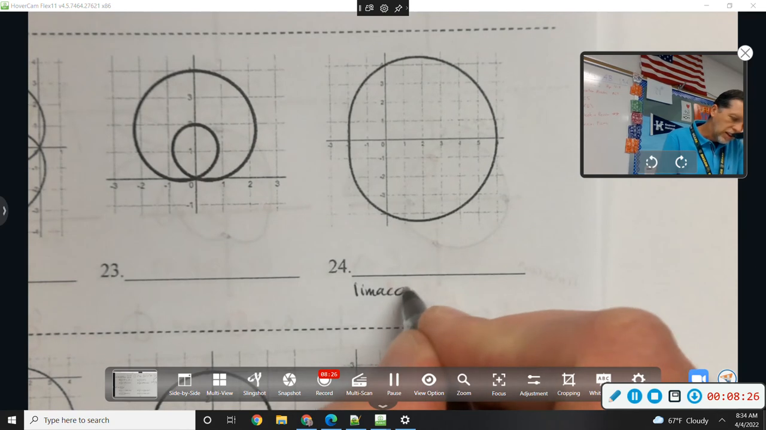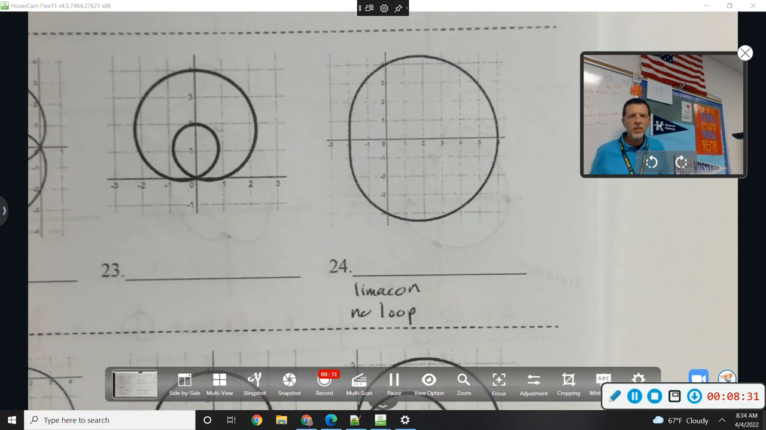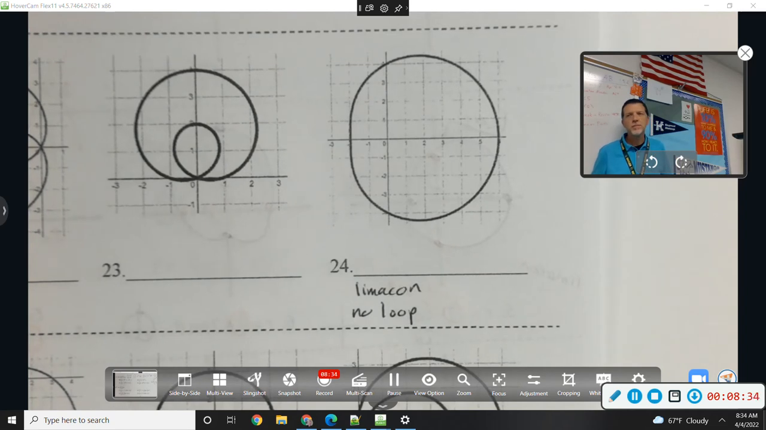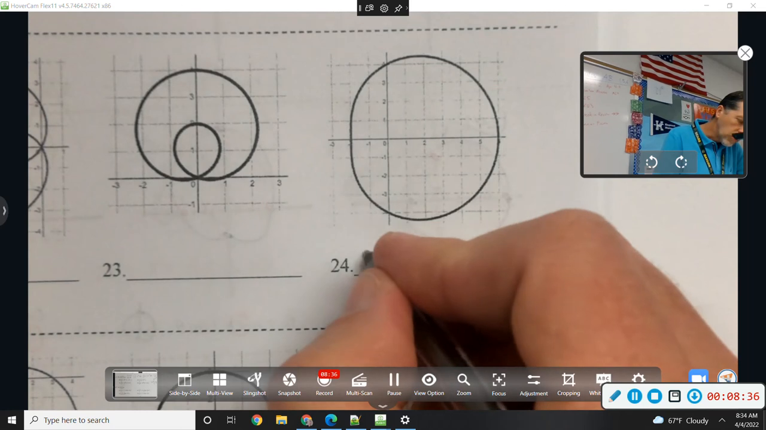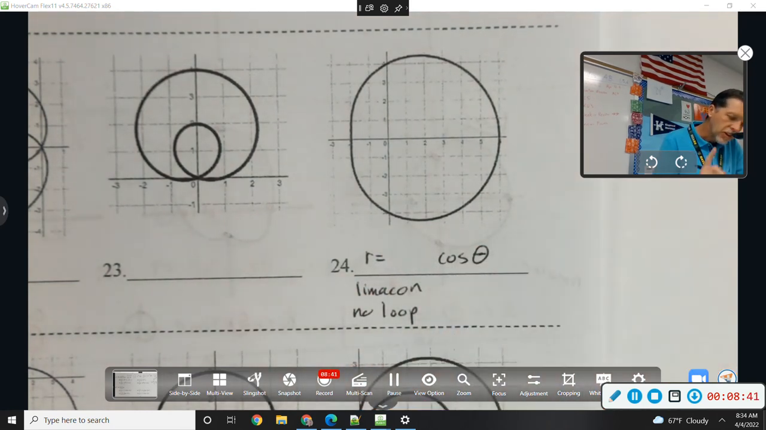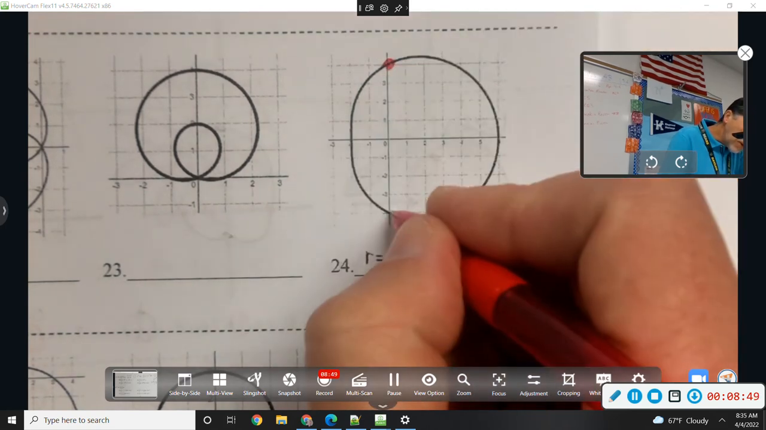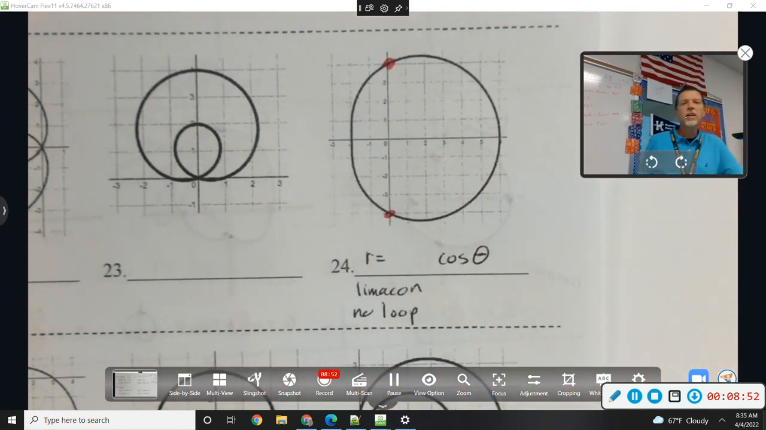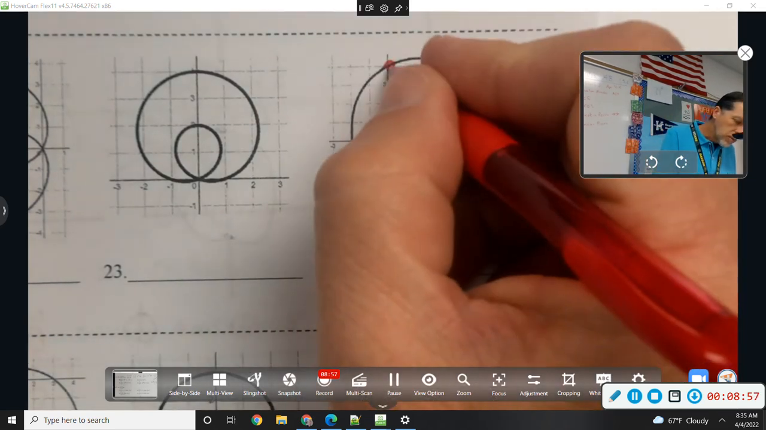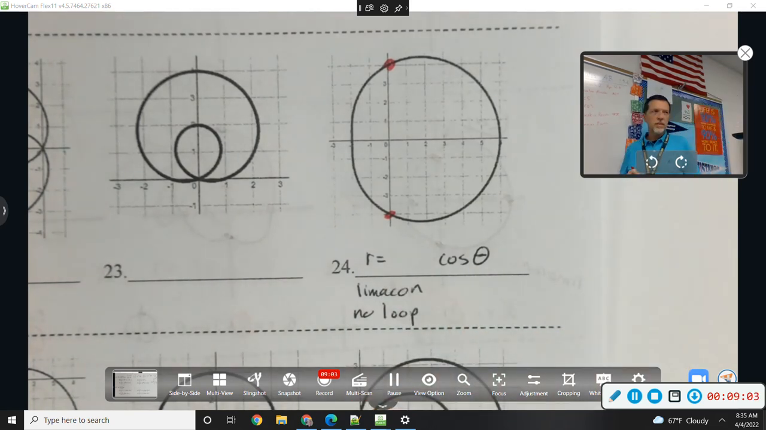Let's see. Limaçon, no loop. Is that going to be a cosine or a sine one? Cosine, because it has a left-right orientation, and a positive cosine, because it's pointed to the right. Probably the sideways points are the easiest to pick off one of the numbers for. So the sideways points are 4. What does that mean for my equation? Is that the first number or the second number? First number.